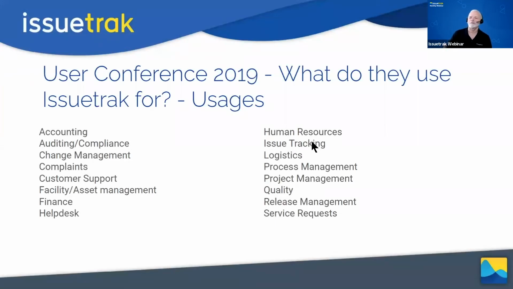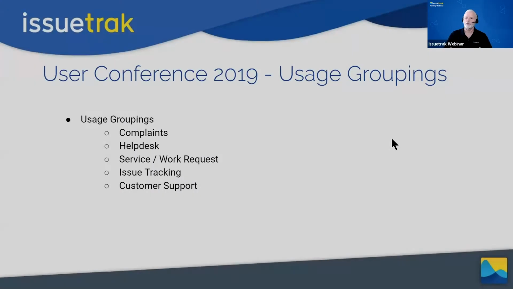So then we had people play musical chairs. We're going to jump now. So we brought up different signs, and the signs this time were about usages. So we're talking about how a particular Issuetrak usage is set up. And again, as you can see, very broad-based. So we're looking at different usages within companies. Sometimes you would have a company that had multiple usages. So what we did again is we played the same musical chairs, and we broke it down again into groups: complaints, help desk, service and work request, issue tracking, and customer support.